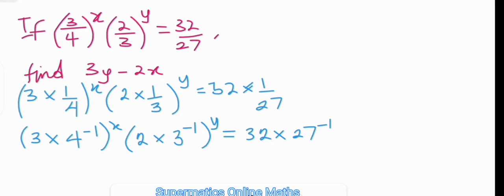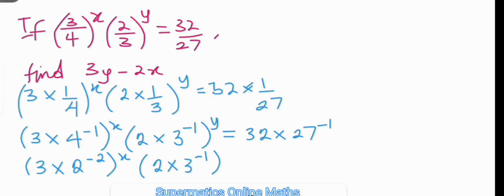Continue simplifying. I've got 3 times 4 can be expressed as 2 to the second power, and that multiplying negative 1 will be 2 to the power of negative 2, and that's to the power of x. The second will be (2 times 3^(-1))^y still, while on the right hand side 32 is expressed as 2 to the power of 5, while 27 to the power of negative 1 can be written as 3 to the power of negative 3, as 27 is 3 to the third power.